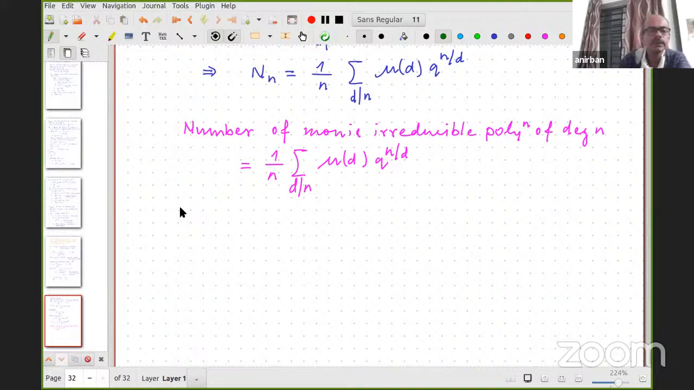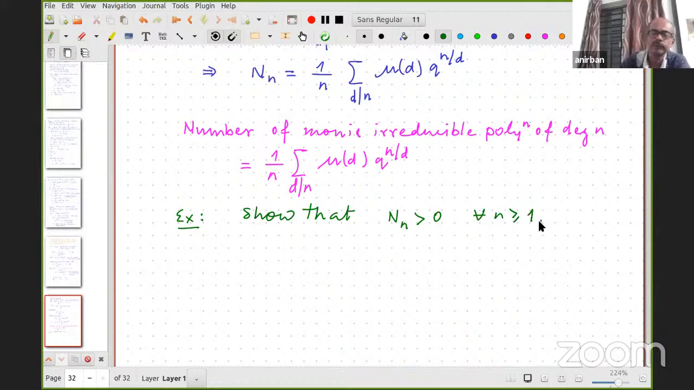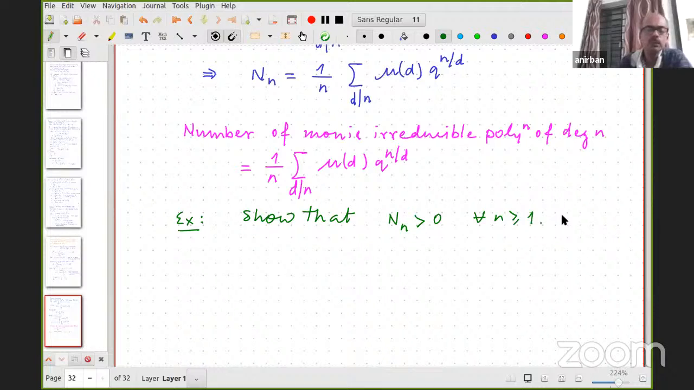And this is a small exercise: just use this to show that I_n is always non-zero for all n greater than or equal to 1. So that is fairly easy to see.